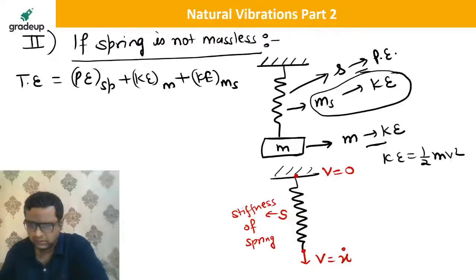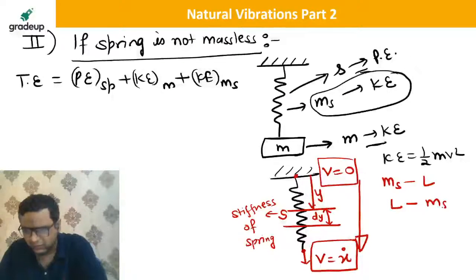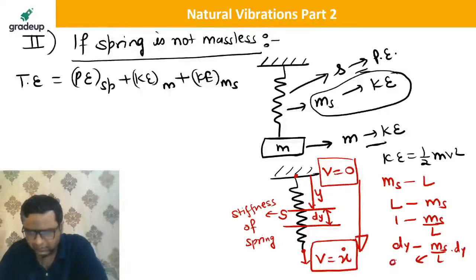Okay guys. So this velocity is 0 at one end and x dot at the other, so the velocity is changing from this to this. So we will consider a small part of this spring, at a distance of y with the length dy. If ms is the mass of L length of spring, 1 meter length will have a mass of ms by L, and dy length will have a mass of ms by L into dy. This is the small mass of the spring.